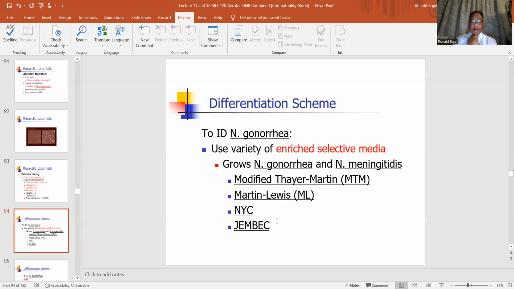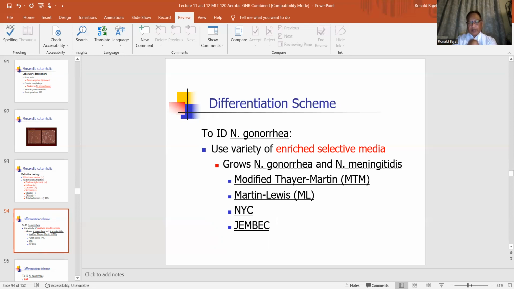Differentiation scheme to identify Neisseria gonorrhoeae. You need to use enriched selective media. Usually the modified Thayer-Martin is what they'll use, Martin-Lewis, New York City agar, and Gembec. Gembec is usually used for transport. Thayer-Martin and Gembec contains Thayer-Martin.